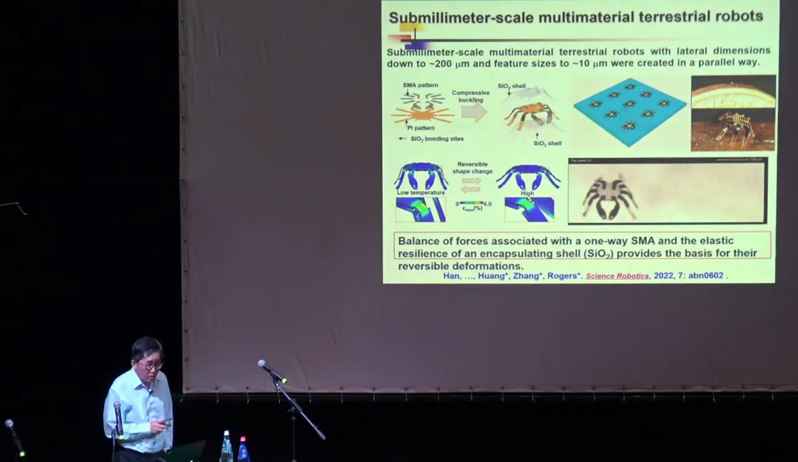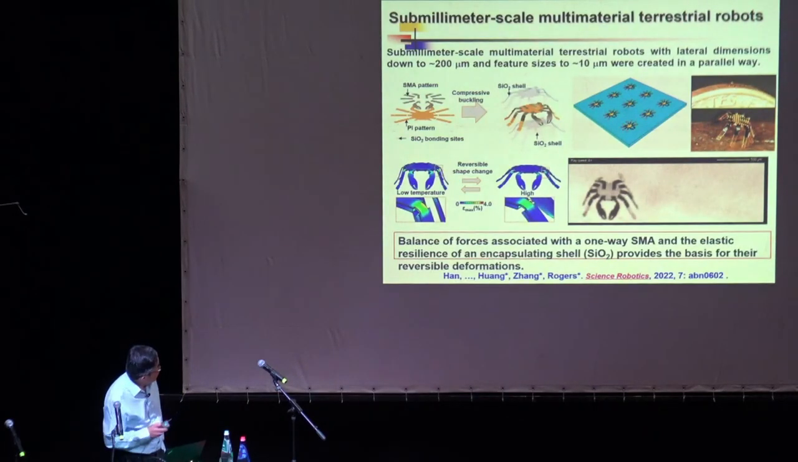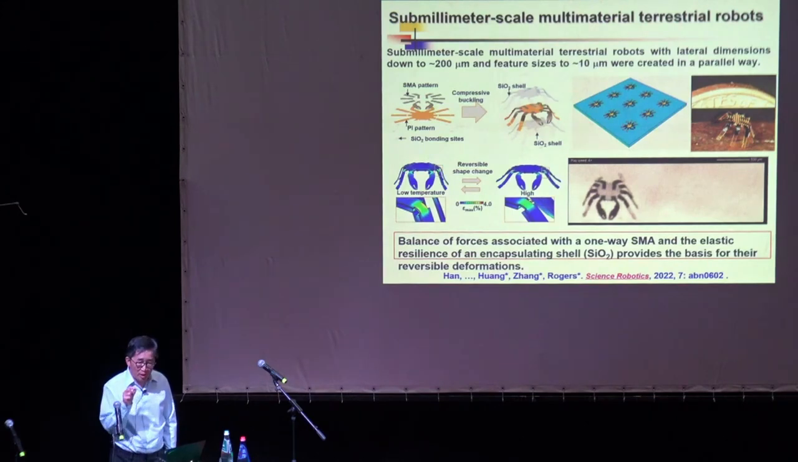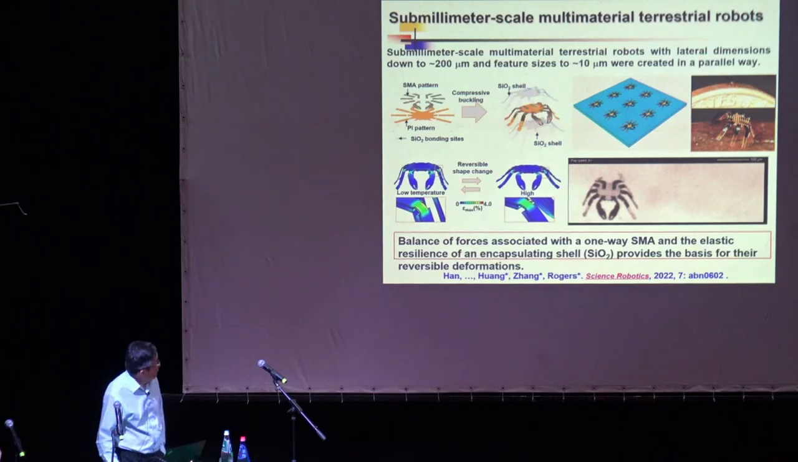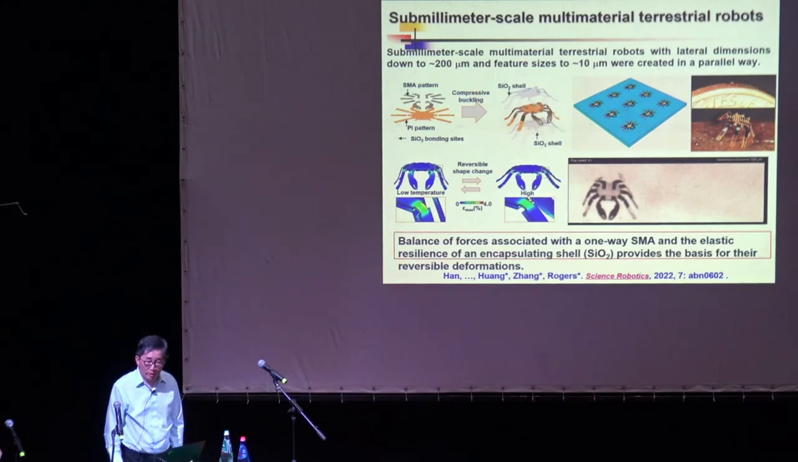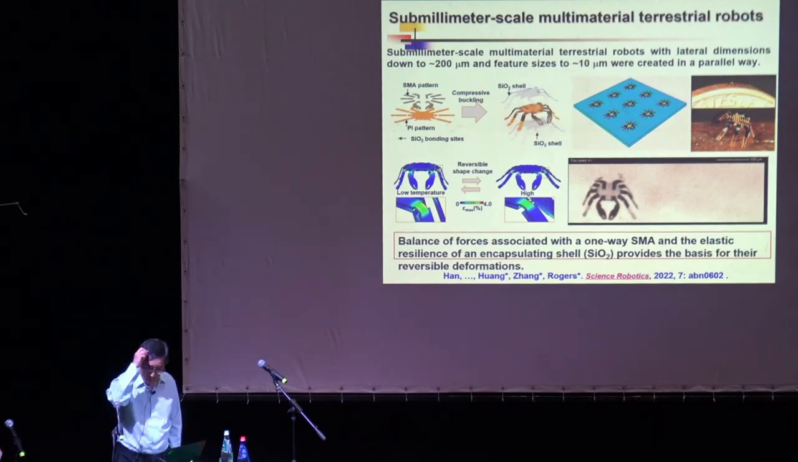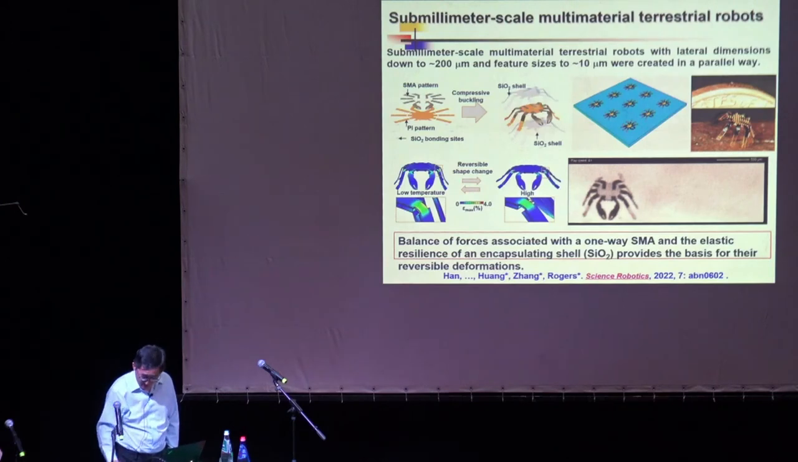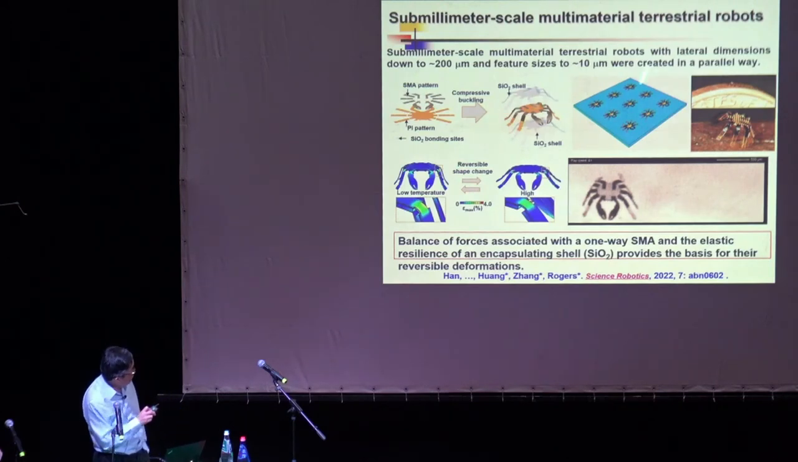Just to illustrate, using this approach here, we can really make one of the smallest robots. Okay, these are robots. And how small are they? The scale is on the order of 200 micrometers. So the largest dimension of the robots is like your hair thickness. Pull a hair, that's the dimension we make. We make robots this way.